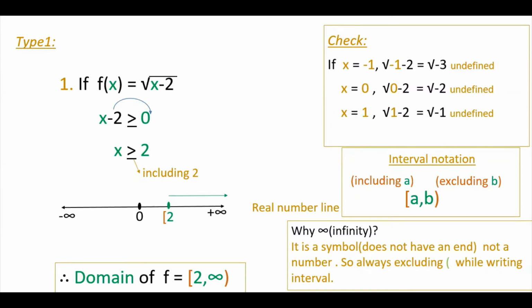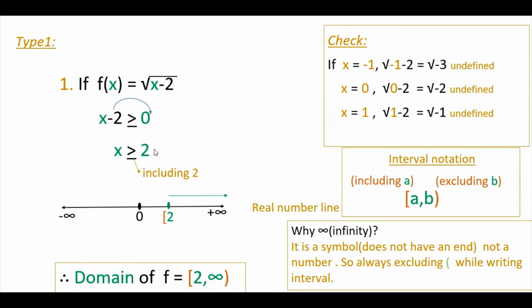So now the domain of this function is equal to, this is closed bracket 2 because this is including 2, comma infinity, and this is open bracket because here infinity is a symbol. It is not a number. That means the real numbers do not have an end. There are infinite numbers. So you have to show like this. You are excluding this symbol. So you have to show the domain like this.